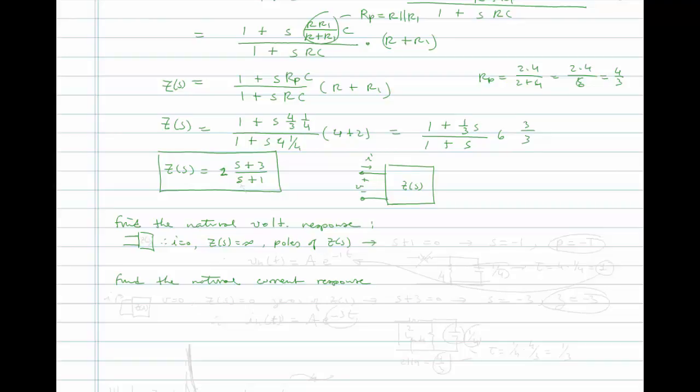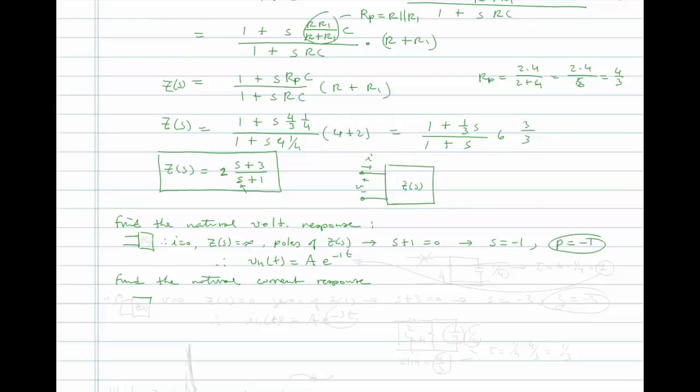Well, what's the poles? The poles in this case are where S plus 1 is equal to 0, right? So S is equal to minus 1 is a pole. And I use the symbol P for pole. So we might write it like this. See, if I plug in minus 1 right there, then the denominator goes to 0 and Z sub S blows up. Therefore, the natural voltage response, V_H, is going to be of the form A e to the minus 1 t.